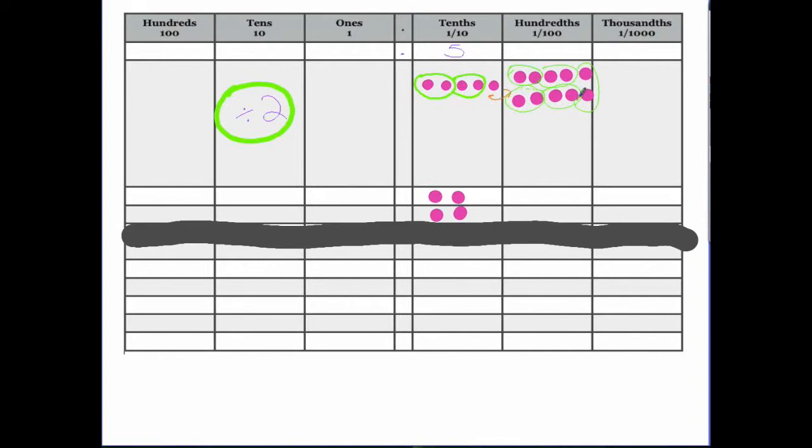Now, how many green circles do I have up there? Number 5. I have 5 green circles. 1, 2, 3, 4, 5. So how many circles are going to be on each row below? 5. Because I look at my circles above, I have 5 circles. That means I'm going to have 5 on each row.